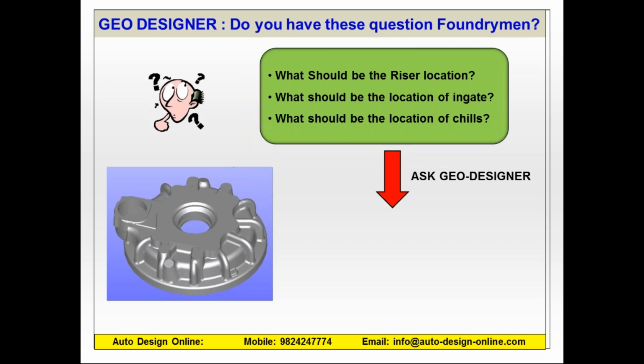Now, if I am a designer and you are the designer, or if we are in a team, and somebody puts this casting part in front of us and says, let us know where we should provide the riser, or where we should provide the feeders, the chill, the exothermic sleeve. These kinds of questions we cannot answer upfront by just seeing the casting part from outside. We need to study the 2D drawing. We need to spend time on the 2D drawing to understand where we should provide this riser and ingate and so on and so forth.